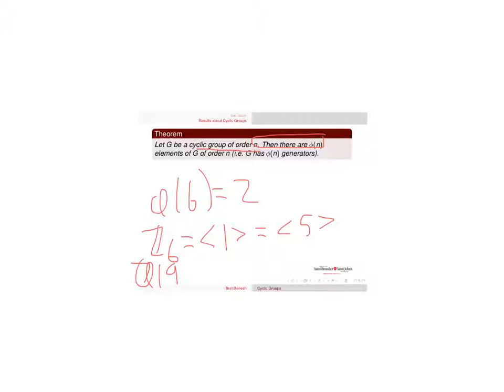All right, here's a theorem. If you have a cyclic group of order n, there are phi of n elements that generate it. In other words, phi of 6 equals 2, as we said earlier. That means that Z6 has 2 generators, and in fact it does. It can be generated by 1, and it can be generated by 5. Z9: phi of 9 is equal to 6. That means it should have 6 generators, and you see it does.